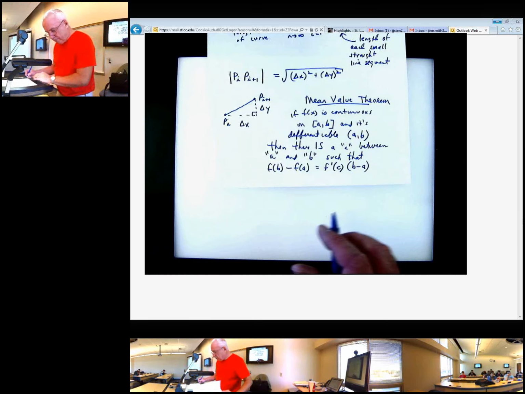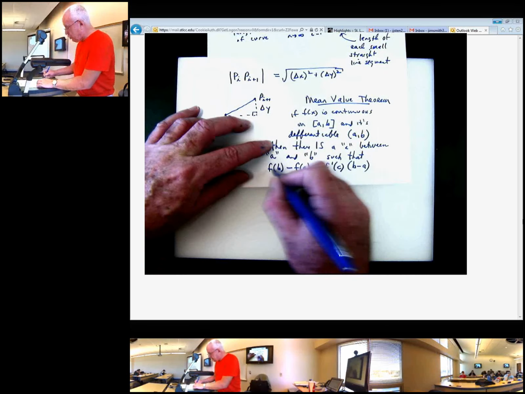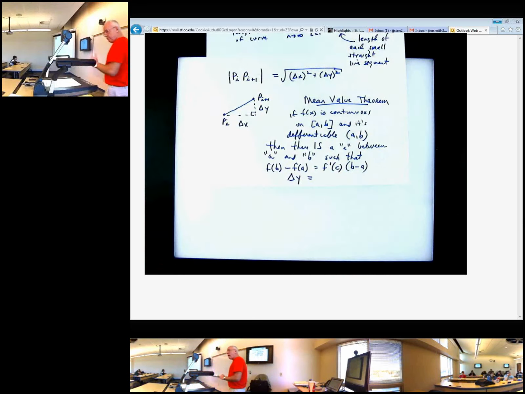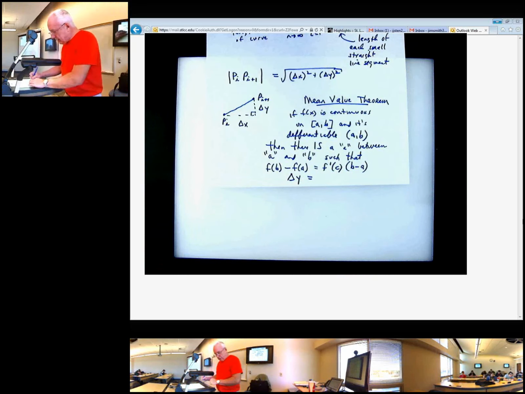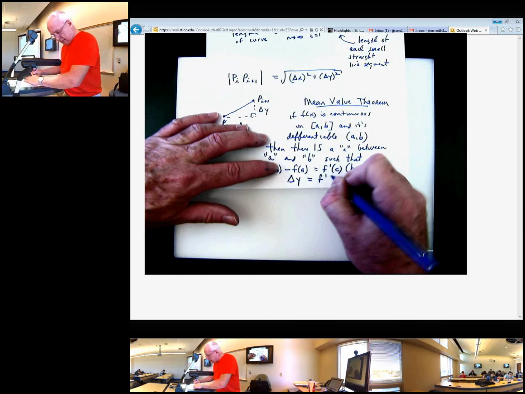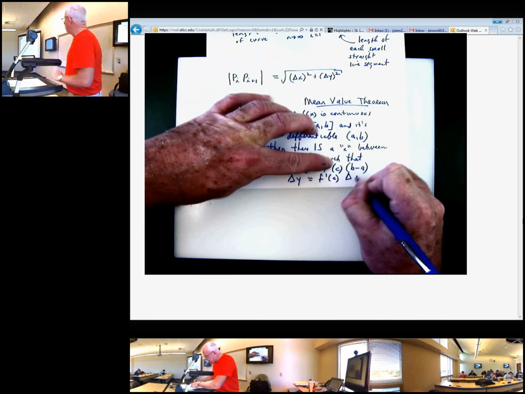Of course, another way of saying this, the difference of the two function values, that's really our delta y. So delta y is equal to f prime of c times delta x. All right.